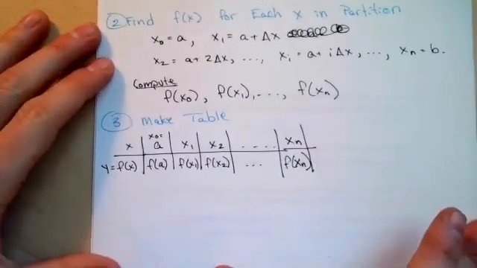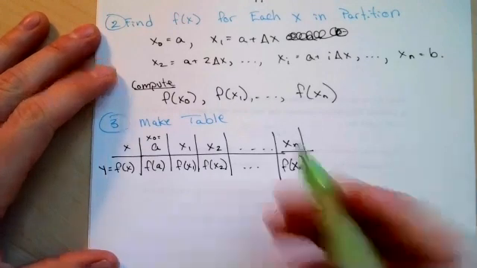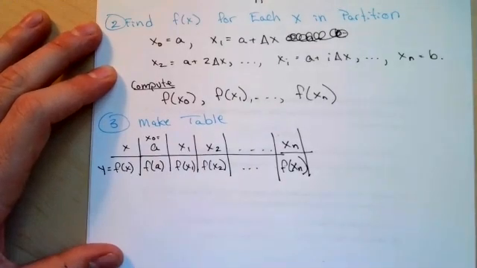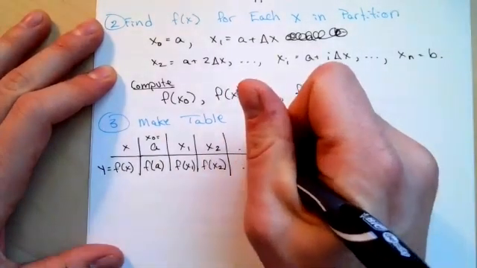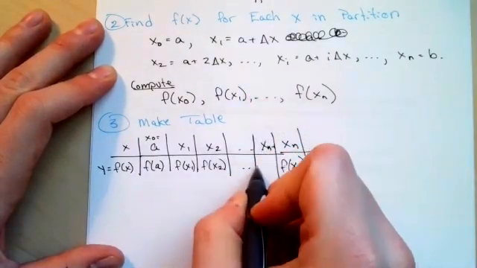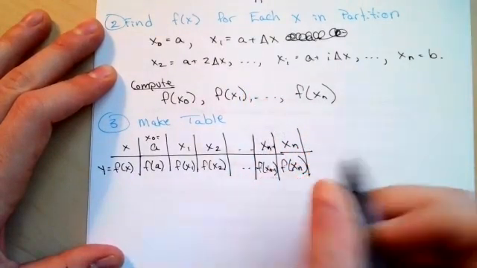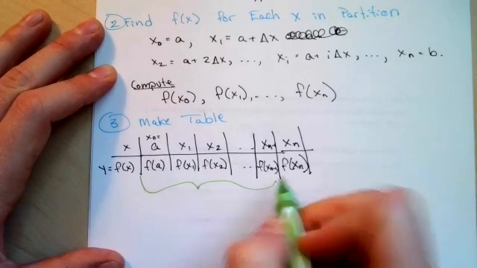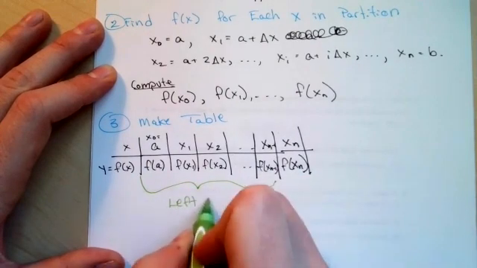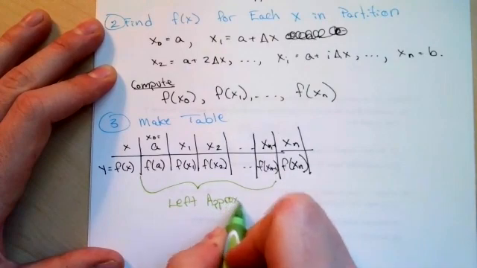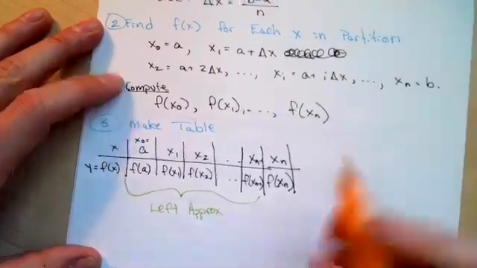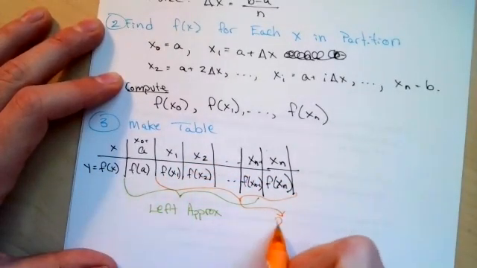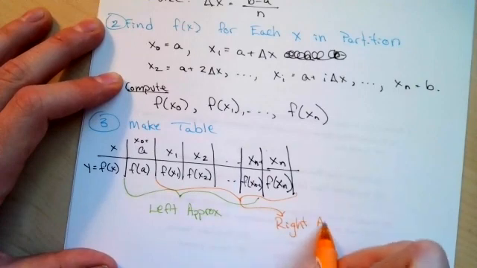Corresponding to the graph, what's that going to mean? Or excuse me, to our table. Our left-hand approximation, we're going to use all of them up to here. Let's squeeze in one here: xn minus 1, f of xn minus 1. So you're going to use all of the values except the last one for the left-hand approximation, and use all of the values except the first one for the right approximation.